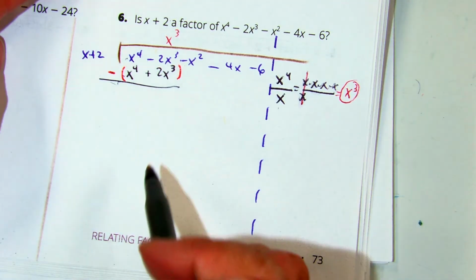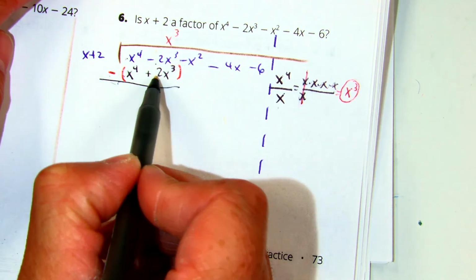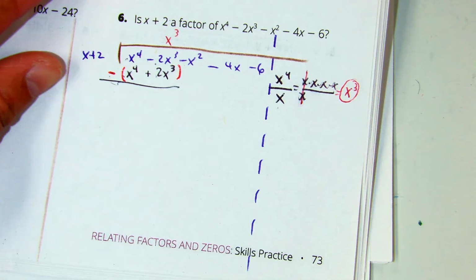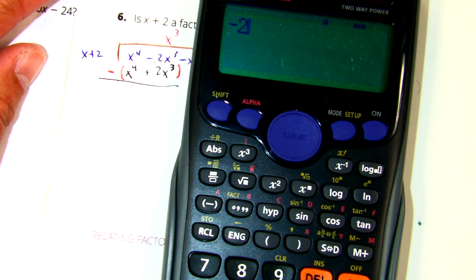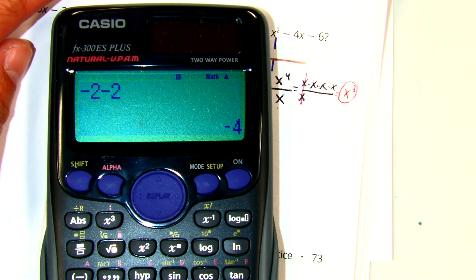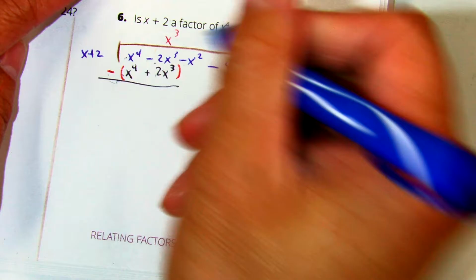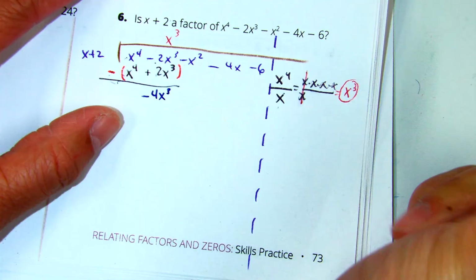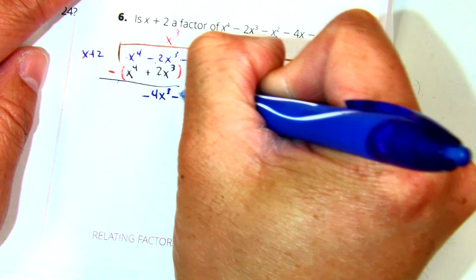Let's do the next one. Negative 2 minus 2. If you get stuck, you can use your calculator. Negative 2 minus 2 gives you negative 4. Okay, so let's write negative 4x cubed. Class, what do we do next? Let's bring it down. Minus x squared.